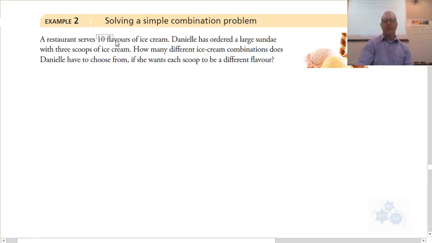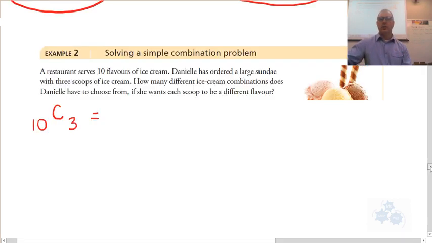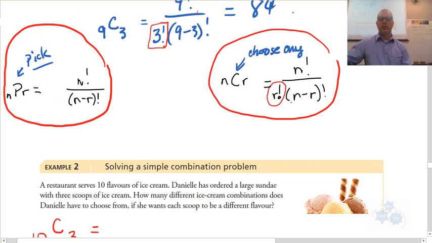So we have 10 flavors, right? And she wants 3 scoops, so different ice cream combinations. So that is 10 choose 3. And now the formula for combinations, right? We just learned what the formula was over here.